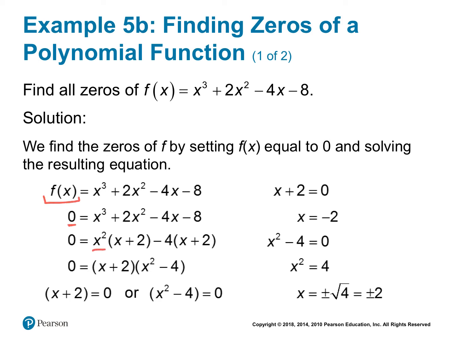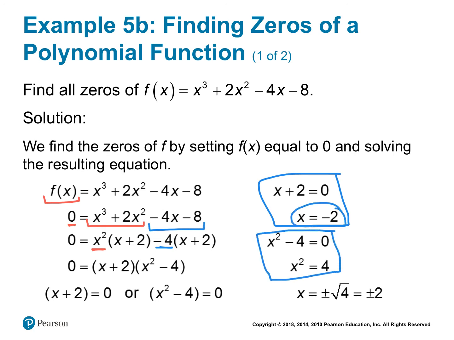So they start by pulling out an x squared from this pair. Then they pulled out a negative 4 from this pair. So I'm getting x plus 2 times x squared minus 4. So the first one you have to solve is x plus 2 equals 0. So you get negative 2. And the other one is x squared minus 4 equals 0. So you add the 4 over. Then you take the square root. So you get x equals positive or negative square root of 4, which is just positive or negative 2.